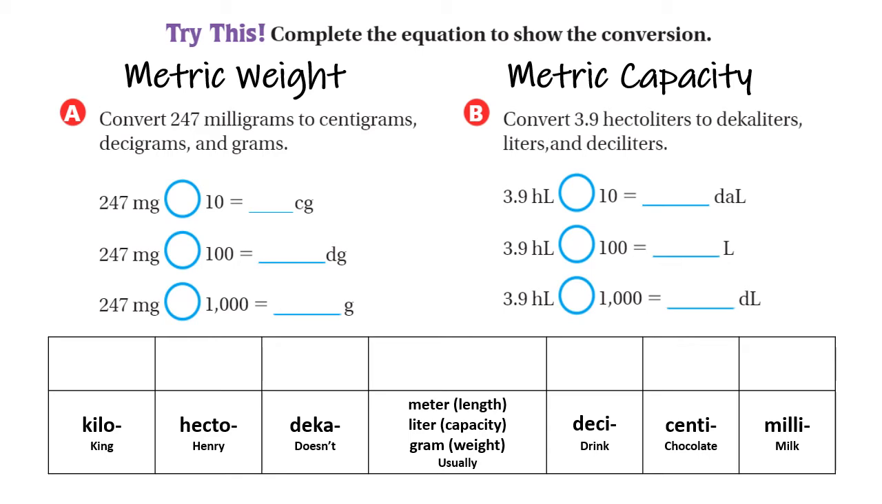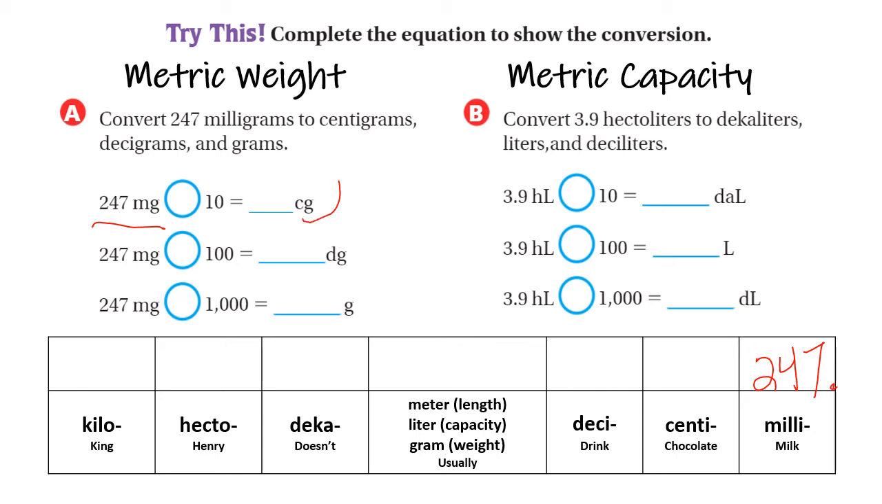Okay, let's look at a couple of these together. We're going to take a look at the very first one that says convert 247 milligrams to centigrams, decigrams, and grams. So we're going to do these one at a time. So the first one, 247 milligrams. So I'm going to put that right here. We're at 247 milligrams. And remember, our decimal is at the end if you don't see it.